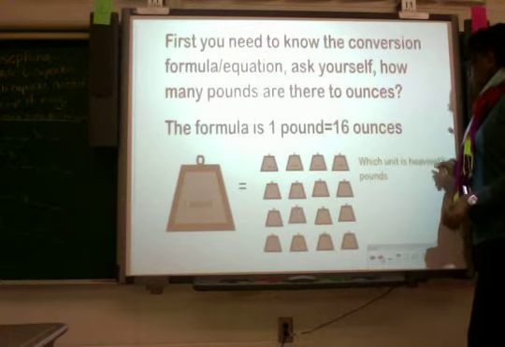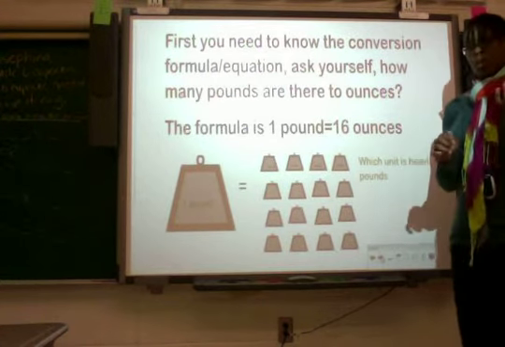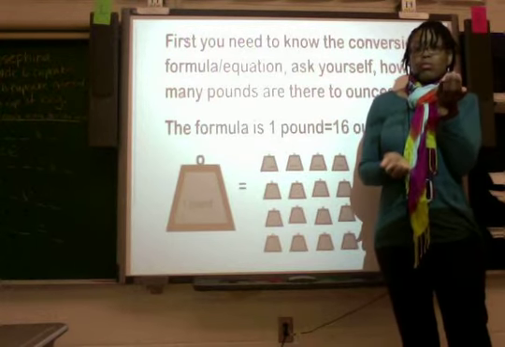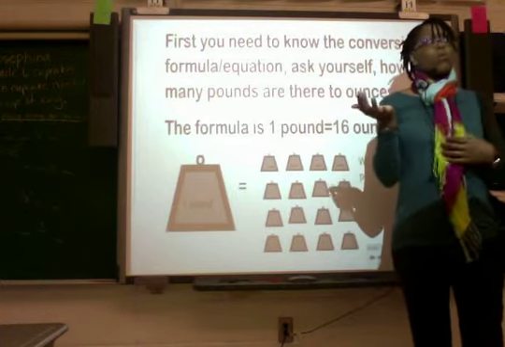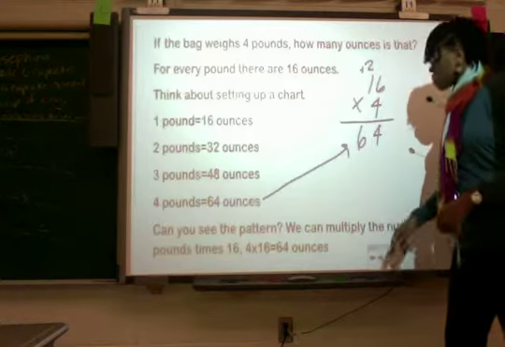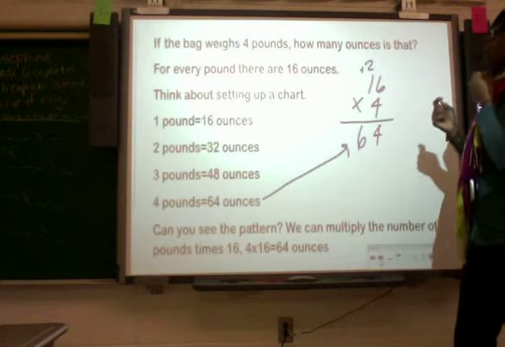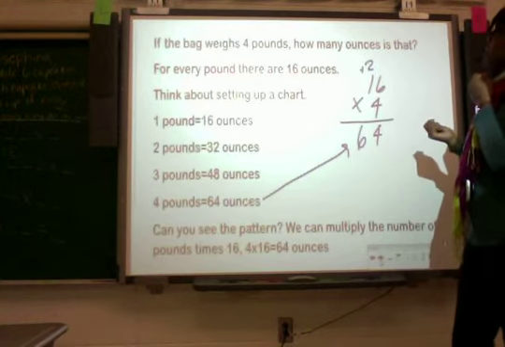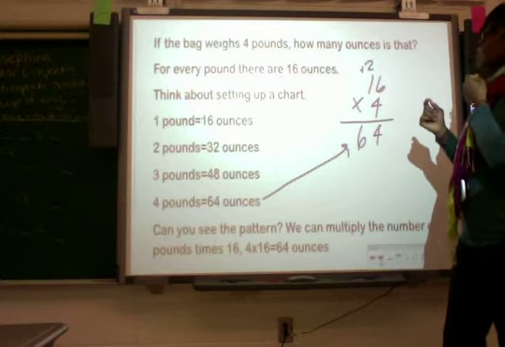So which unit is heaviest? Pounds, because you have fewer pounds to take up more of those units. So if the bag weighs 4 pounds, how many ounces is that? For every pound, there are 16 ounces.